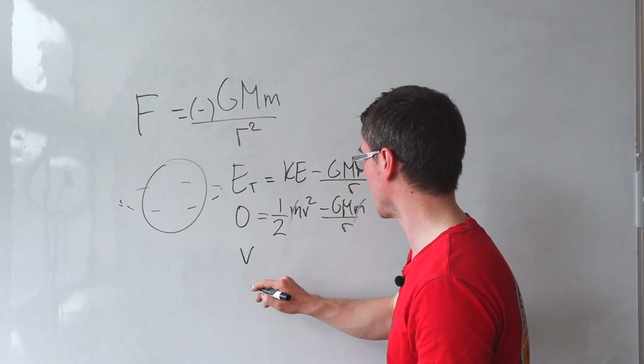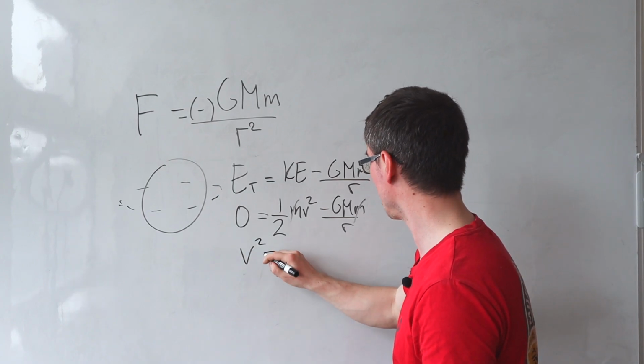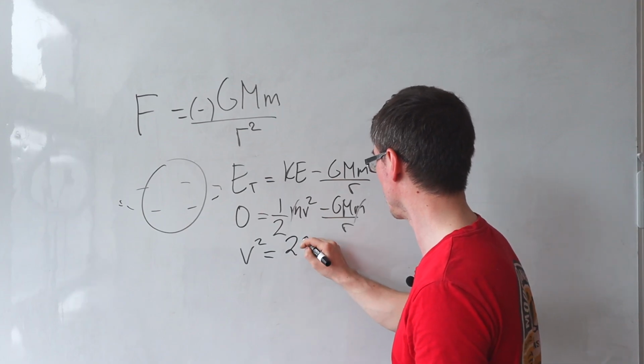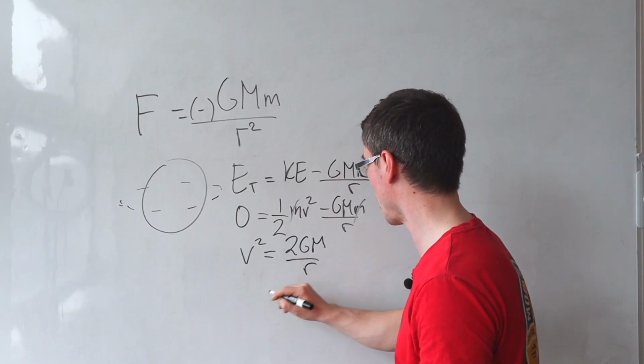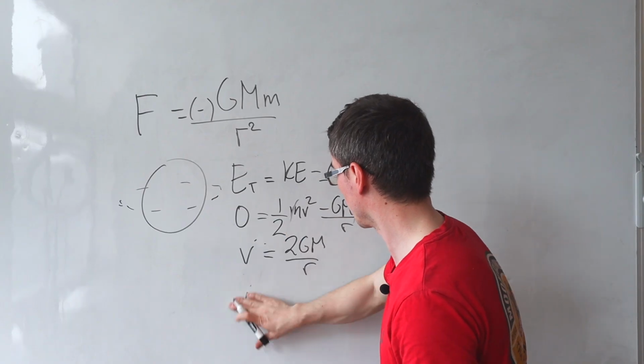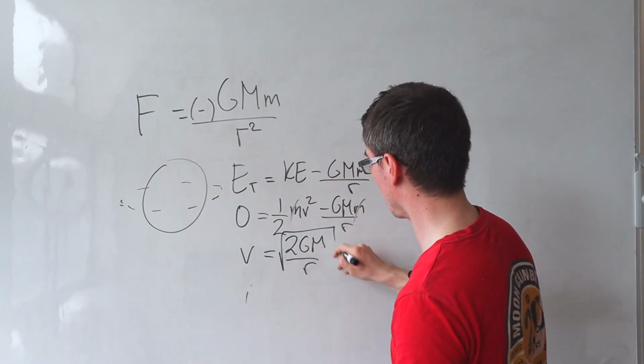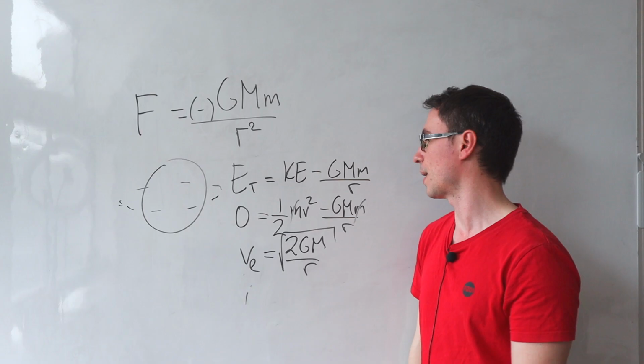So what do we get for the escape velocity? We get that v squared will be equal to 2GM over r, and we can just square root this expression for the escape velocity.